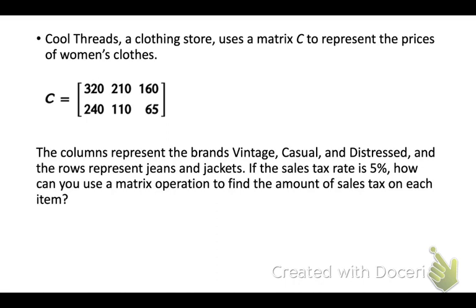Okay, so Cool Threads clothing store uses matrix C to represent the prices of women's clothing. There's the matrix. The columns represent the brand: vintage, casual, and distressed. And the rows represent jeans and jackets. So jeans and jackets.